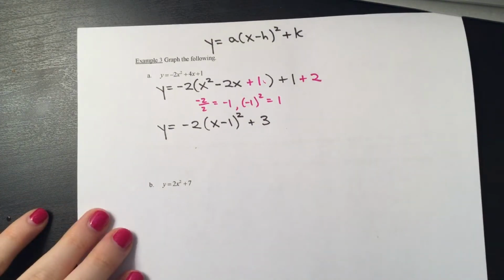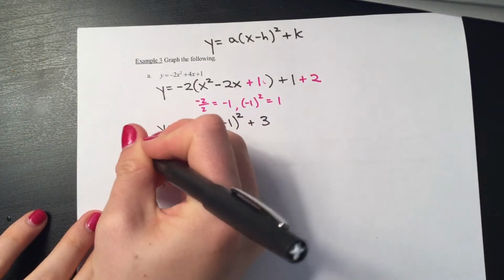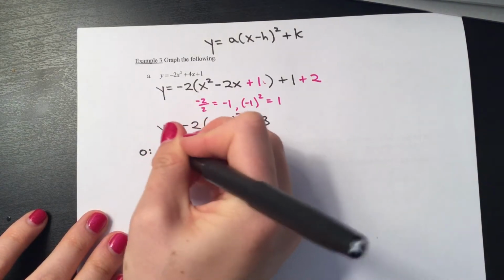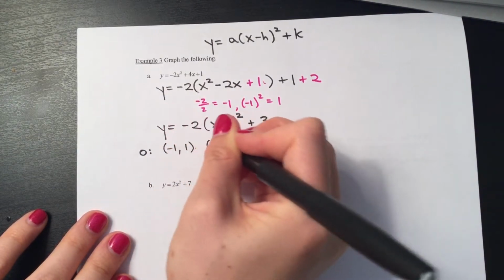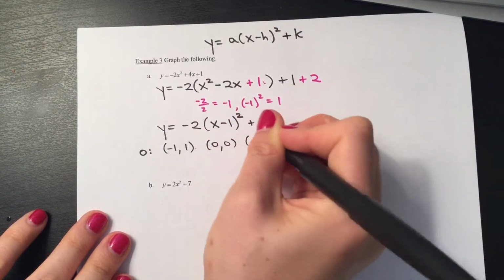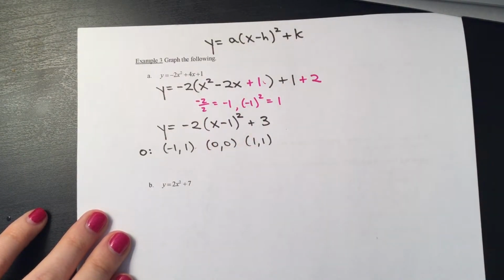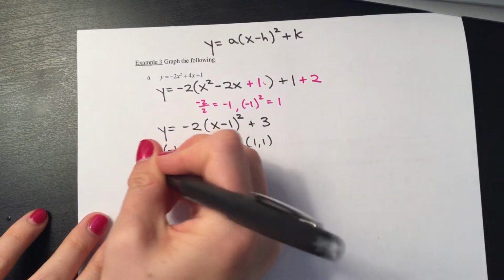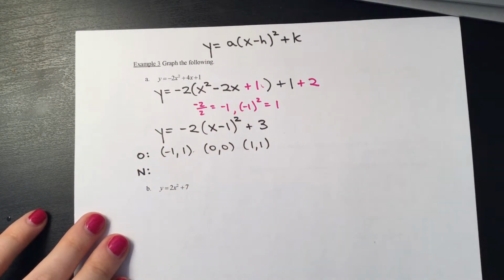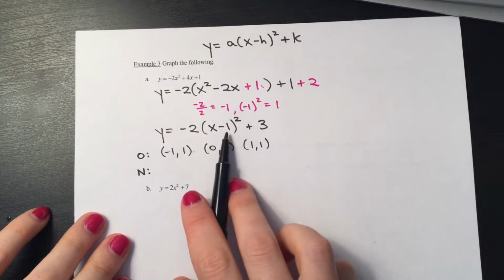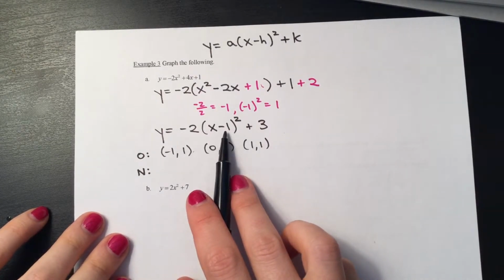So I start with my original points. I'm going to write O for original. These are my original parabola points. They're always going to be these 3 points, so you don't ever have to worry about memorizing something different for parabolas. And then I'll write N for new. My new points start off with this in the middle. This is the only thing that ever affects the x.